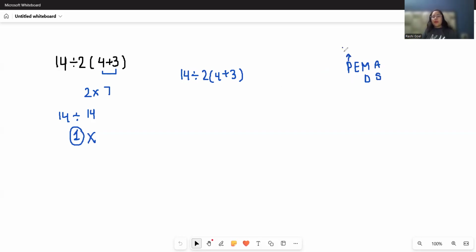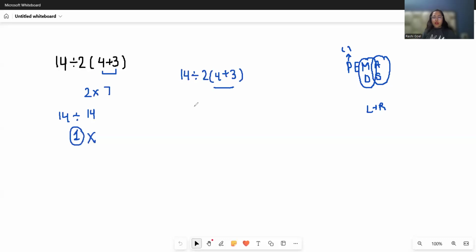First you have to solve the parenthesis, then exponent, then multiplication and division. Both have the same priority, but you have to solve it from left to right. Similarly, addition and subtraction have the same priority, but you have to solve it from left to right. So let's solve this expression with the help of the PEMDAS rule.